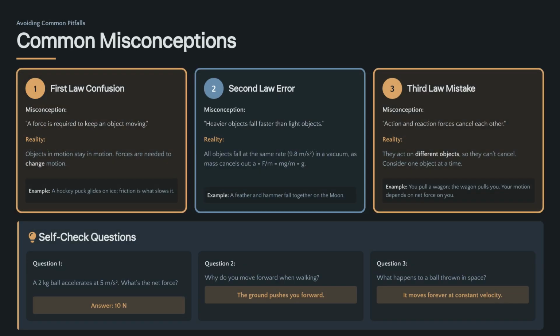Be aware of common misconceptions. Remember that force is only needed to change motion, not to keep an object moving. In a vacuum, all objects fall at the same rate, regardless of mass. Finally, action and reaction forces never cancel because they act on different objects.